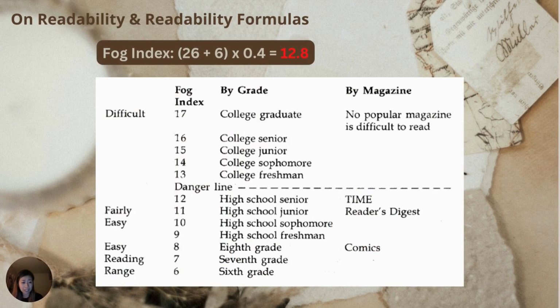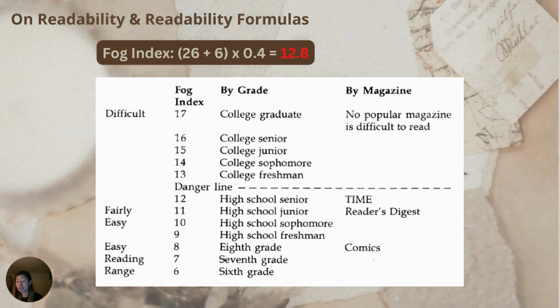Now, to understand that, we would have to then refer to the fog index table right here. So it says here 12.8. According to the fog index table, the material is fairly easy to read, and you probably have to have had some high school education to understand it. Almost above the danger line, but still below it, right? So that is how you compute for the Gunning's fog index.